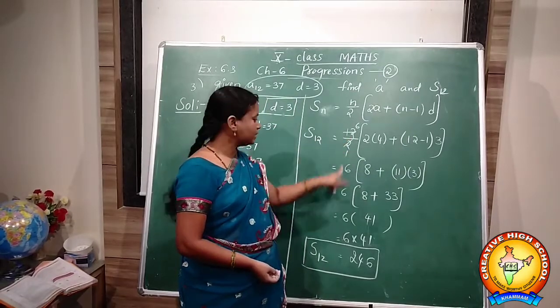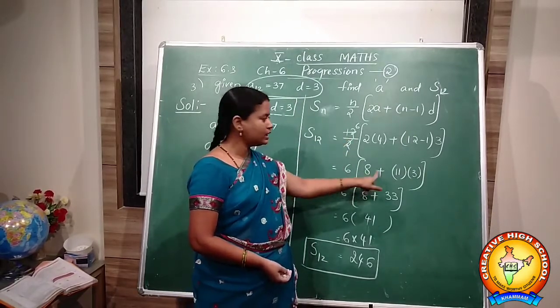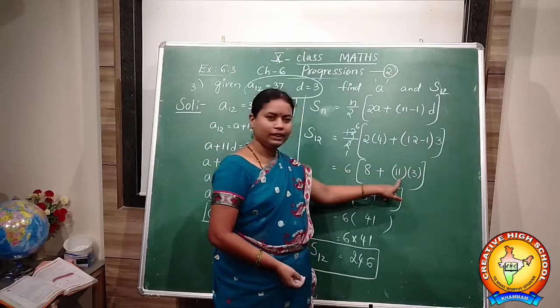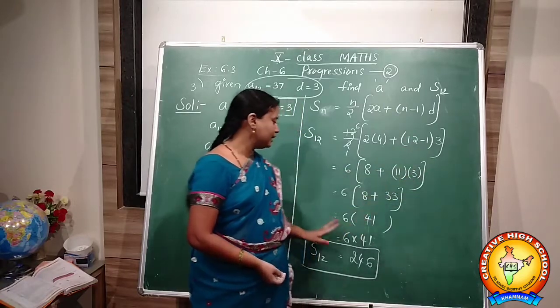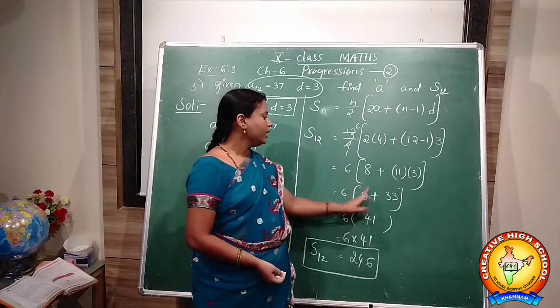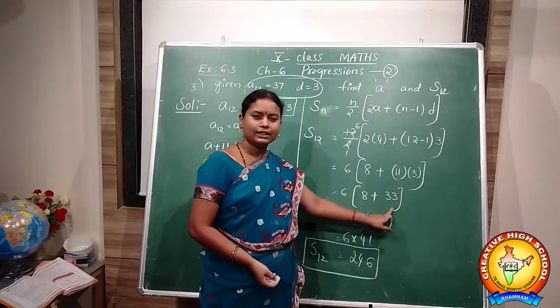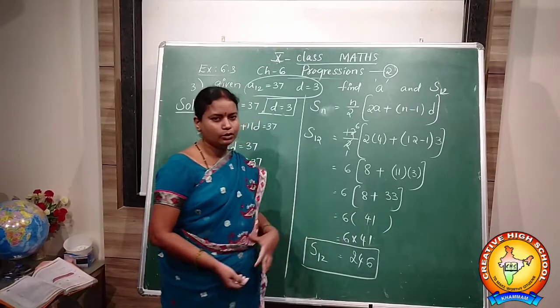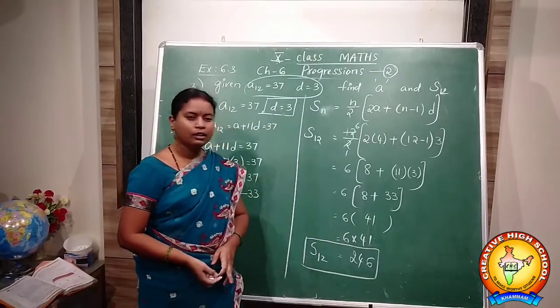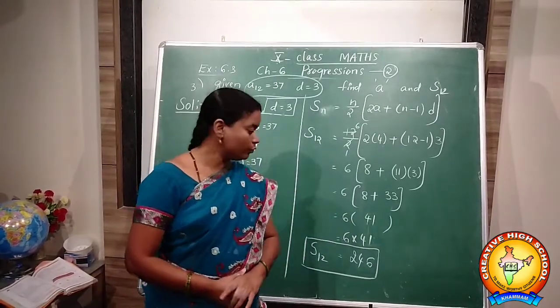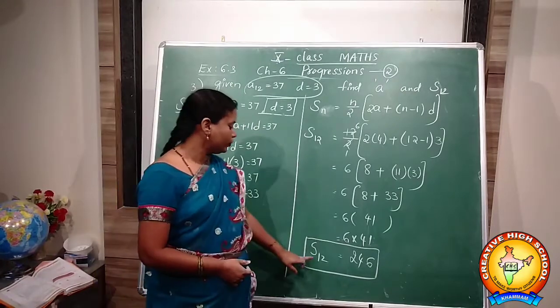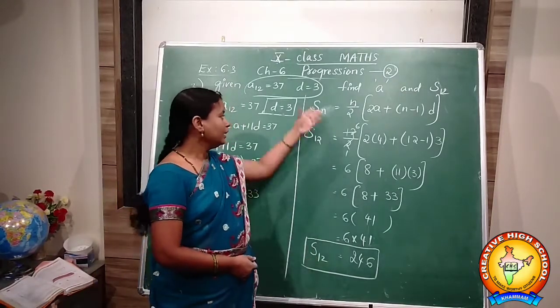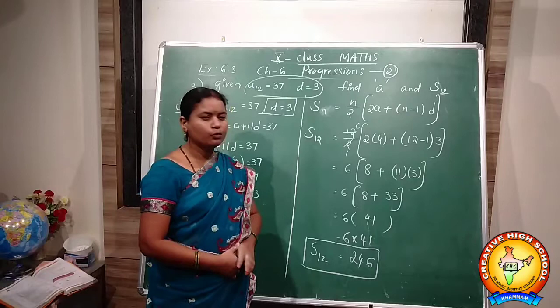2 ones are 2, 6s are... 2 fours are 8, plus 12 minus 1, that is 11, 11 threes are 33. So 6 into 8 plus 33, that is 41 into 6. 41 sixes are 246. Finally, the answer is 246. So the sum of 12 terms in the given AP series is 246.